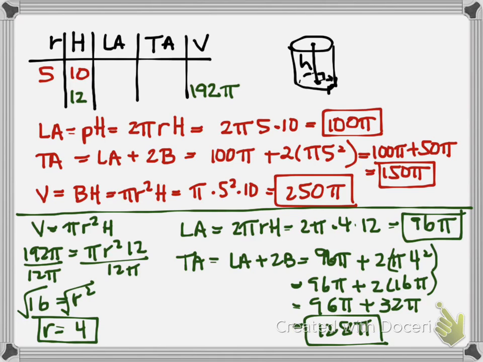Okay, so that's the kind of stuff that you'll be working on. Just given some information, figuring out what the missing pieces are, what do you need in order to figure out the other. And then again, you don't need to memorize special formulas. You just need to know the perimeter of a circle is 2 pi r, and that the area of a circle is pi r squared.